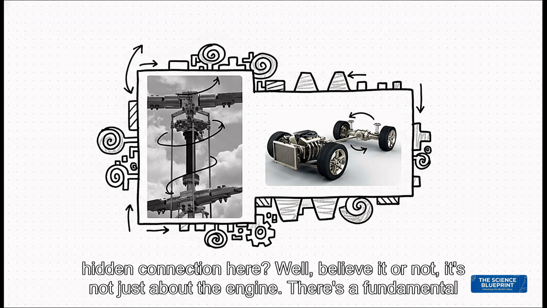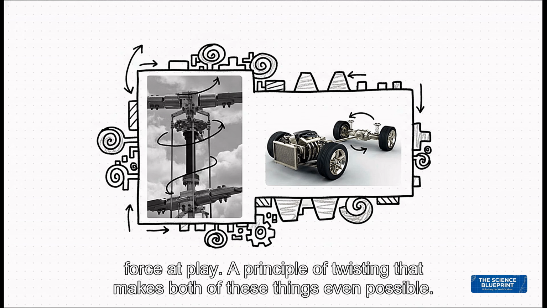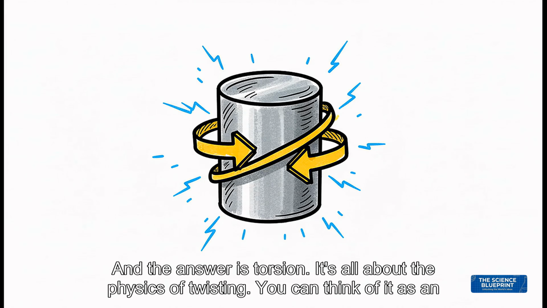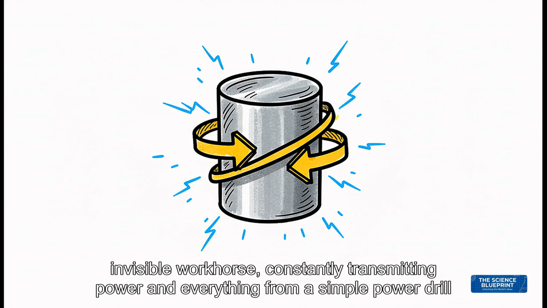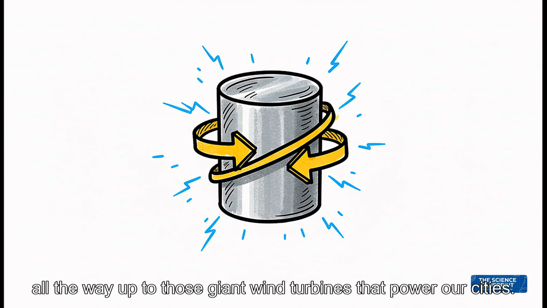Well, believe it or not, it's not just about the engine. There's a fundamental force at play, a principle of twisting that makes both of these things even possible. And the answer is torsion. It's all about the physics of twisting. You can think of it as an invisible workhorse, constantly transmitting power in everything from a simple power drill all the way up to those giant wind turbines that power our cities.